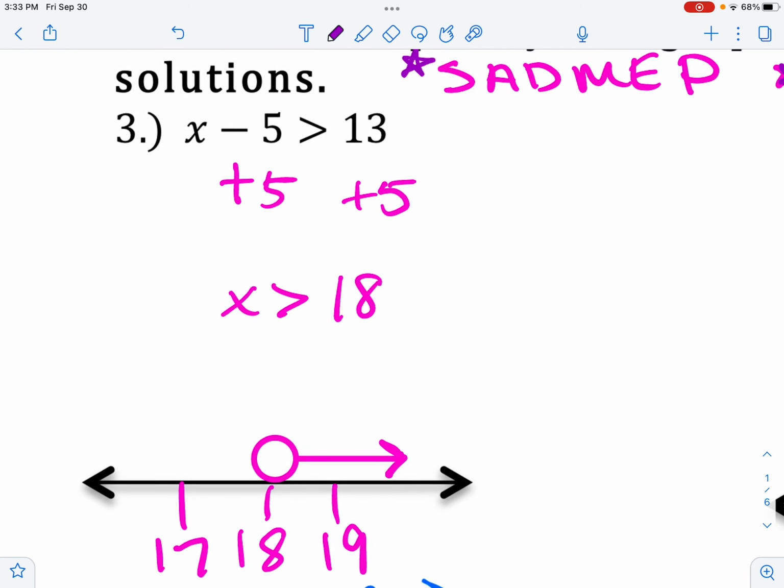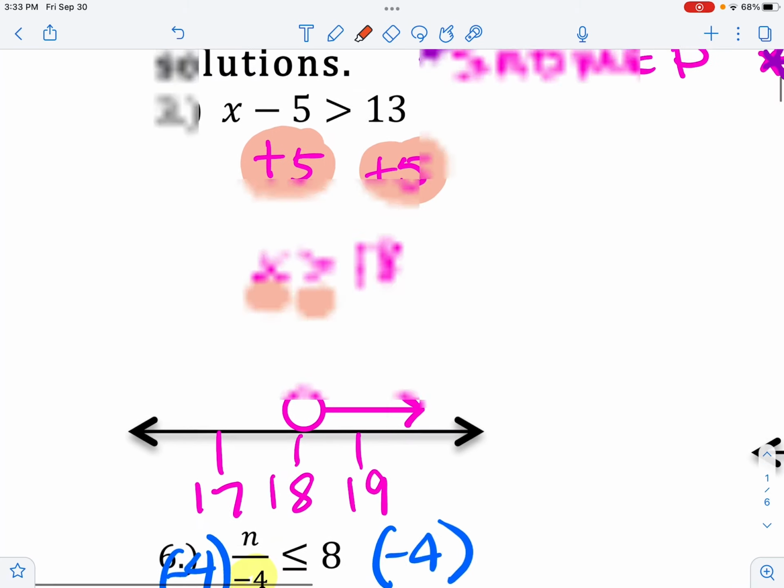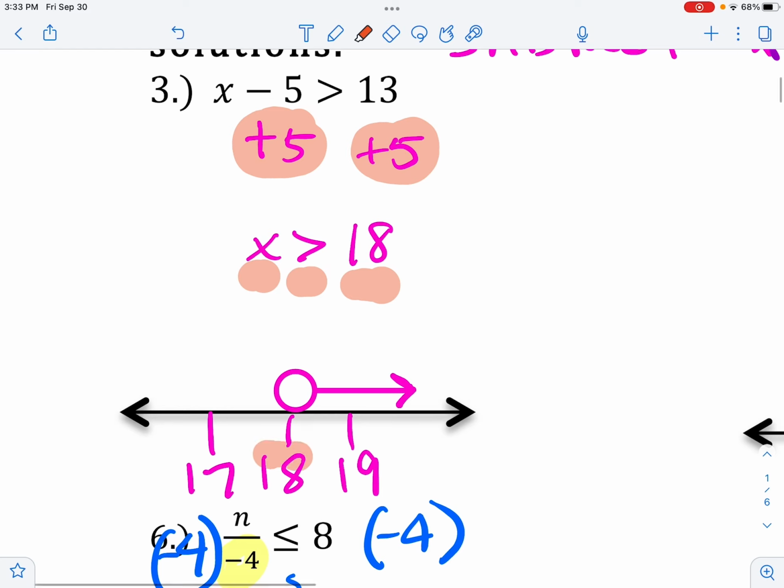Okay, number 3, I am using my inverse operation of adding 5 to both sides, getting x is greater than 18. I graph that by putting 18 in the middle, a number bigger, a number smaller, an open circle over 18, and going greater than. Open circle because it cannot be 18, but it can be more than 18.